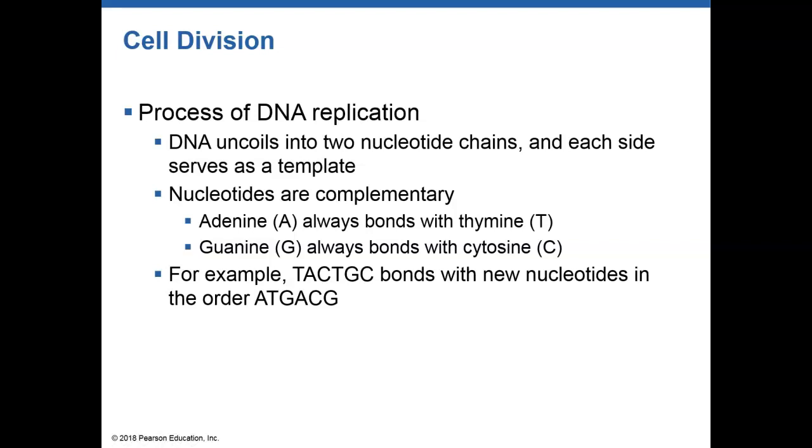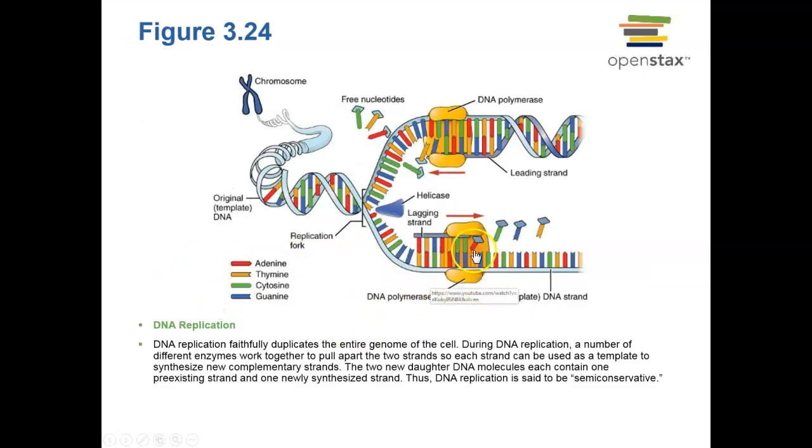And so remember that adenine always binds with thymine. Guanine always binds with cytosine. So when DNA polymerase moves along, if there's a T in the parent strand, DNA polymerase allows an A to attach. If there's an A, T will attach. If there's a C, a G will attach. And if there's a G, a C will attach. This occurs on both strands of DNA.